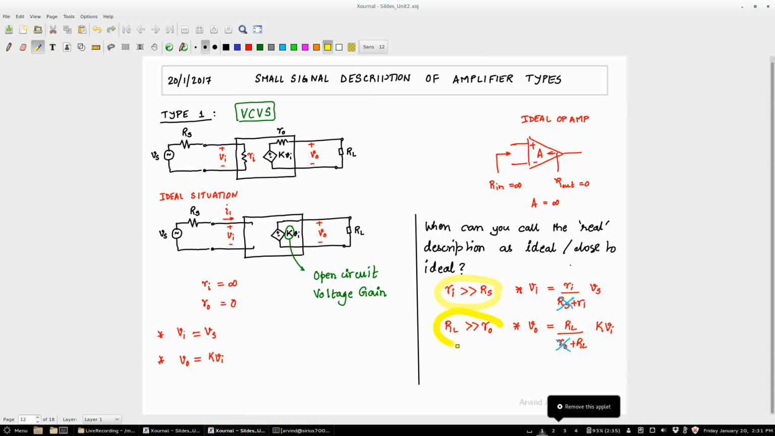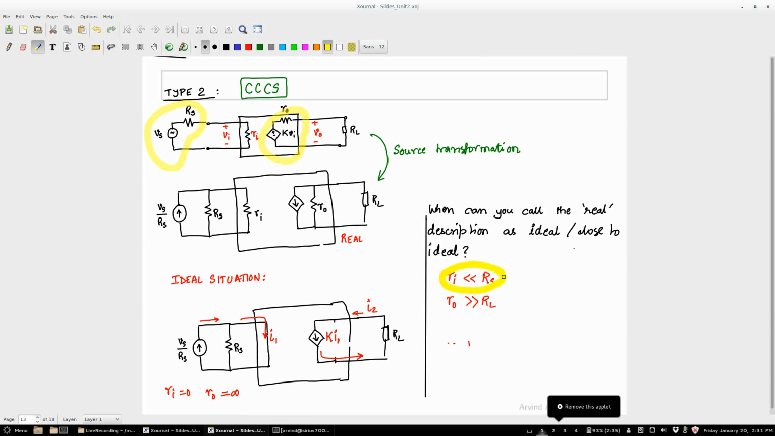So now just spend a minute and look at the first situation. What is it that we are trying to do? We have some circuit which looks like an amplifier. Under one limit, where the input impedance is much greater than the source resistance and the load resistance is much greater than the output resistance of this amplifier, you can call this real circuit a voltage controlled voltage source. Okay, that's one kind of amplifier.